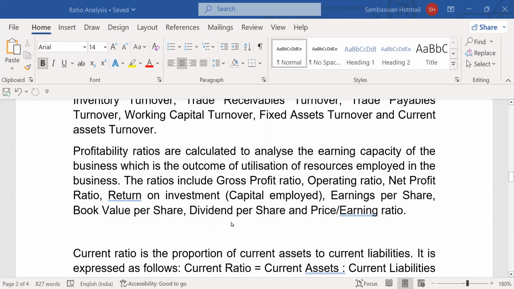Profitability ratios are calculated to analyze the earning capacity of the business, which is the outcome of utilization of the resources employed in the business. The ratios include gross profit ratio, operating ratio, net profit ratio, return on investment or capital employed, earning per share, book value per share, dividend per share, and price to earning ratio.